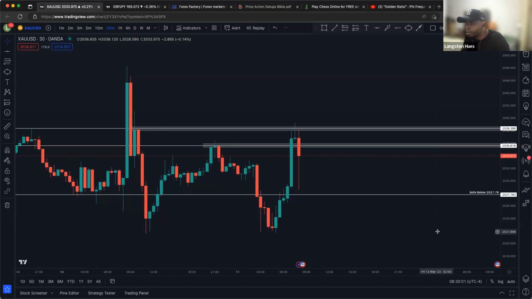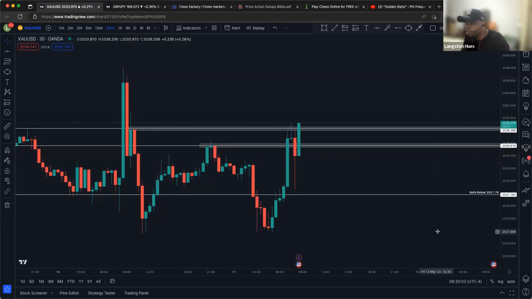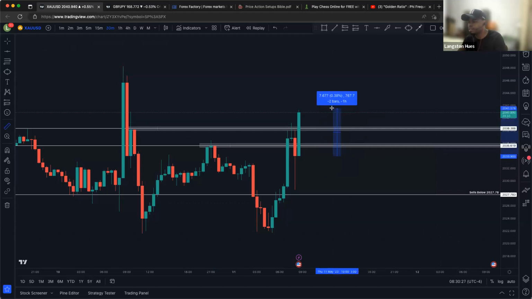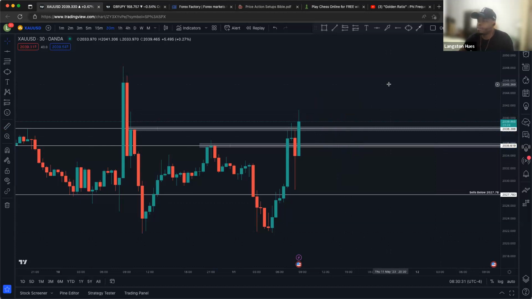Let's see. Whoa. Whoa. Whoa, look at that. How many pips is that already? That's already almost 100 pips already. 78 pips, 77 pips.